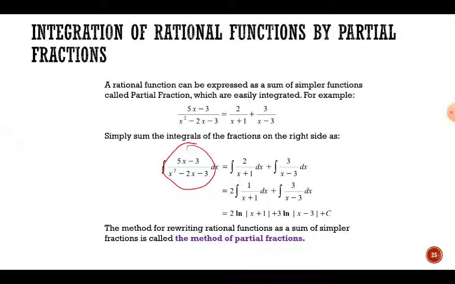First of all, you need to understand what it means by a rational function. A rational function, as I said, has a numerator and denominator like this. And if we notice, the power of the numerator is always less than the denominator. So the numerator is for example 5x minus 3, and the denominator is x square minus 2x minus 3.